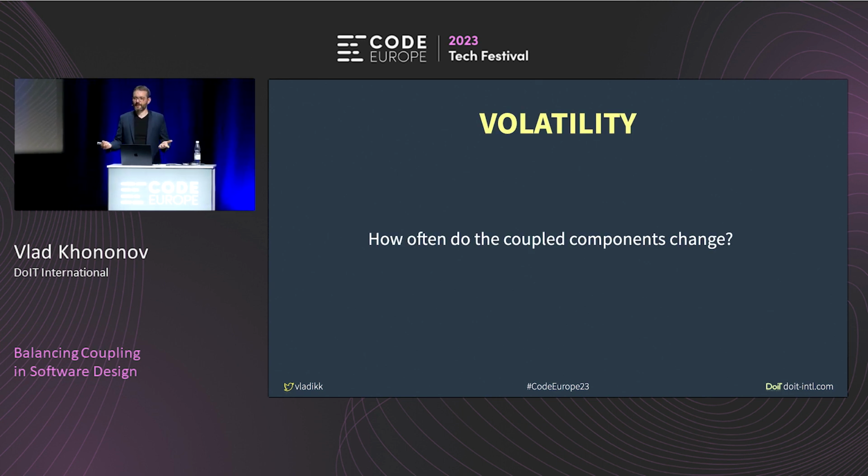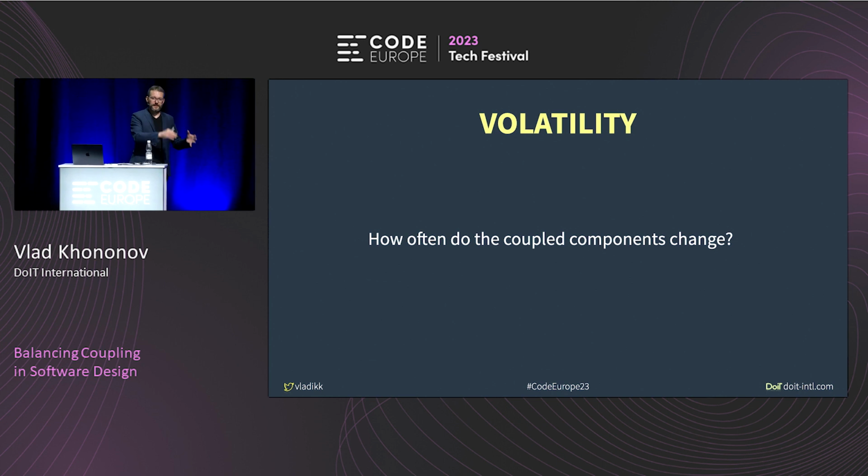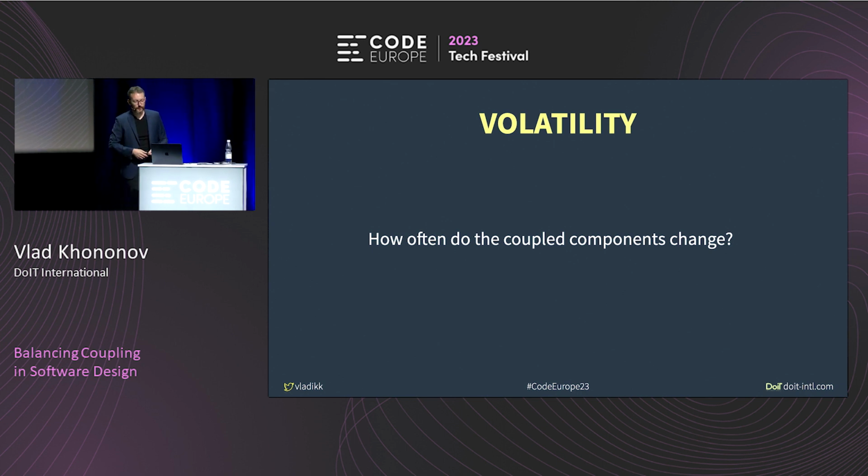Now, how can we evaluate rate of change for a component? Well, predicting future is hard. However, there are some tools that we can use to evaluate what parts of a system are going to change the most. And here I have to wear my domain-driven design hat for a few minutes.